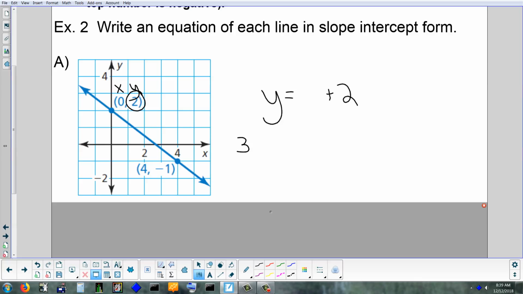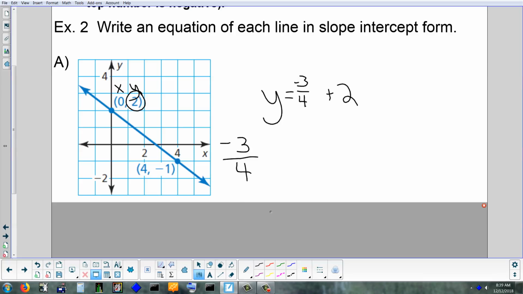If I count down, what kind of slope am I going to have? If I count down, what kind of slope am I going to have, Nicole? Negative. Over. All right, let's see how many right I go. 1, 2, 3, 4. Over 4. Can I reduce that? No, right? If this was 6, maybe I could divide by 2. I could divide by 3 in both. But again, I can't reduce that. So it's just going to be negative 3 over 4.